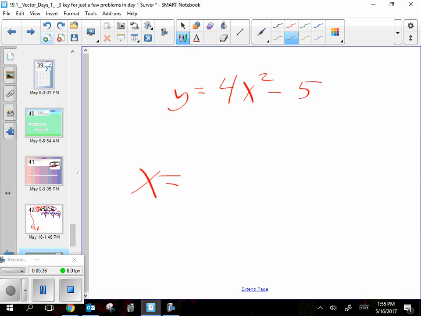X equals, but you don't have to do the whole formula. It was just the beginning and the end. Negative b, and then there was all that stuff we skipped all over. Now use that to find the x of your vertex. Try that now.